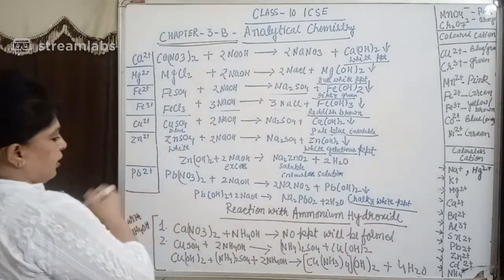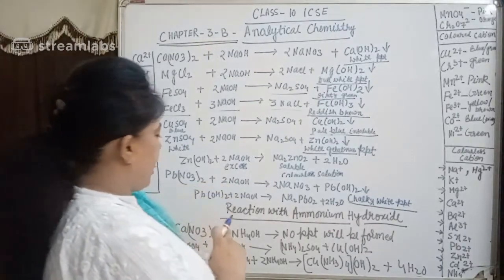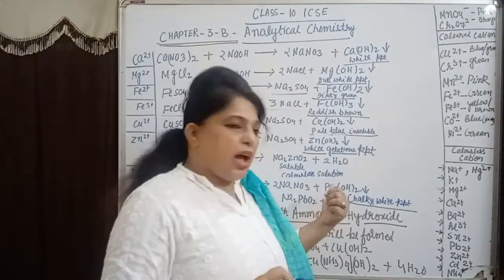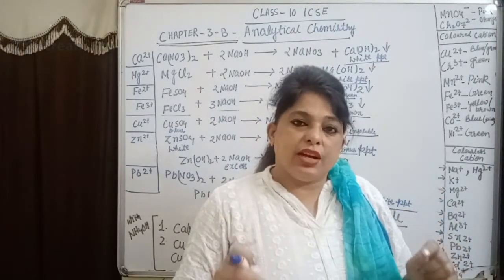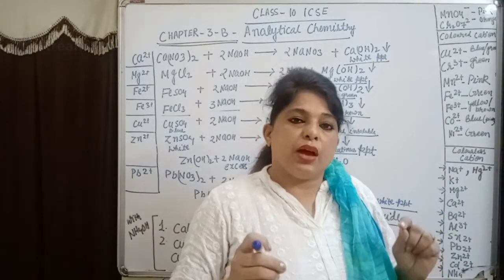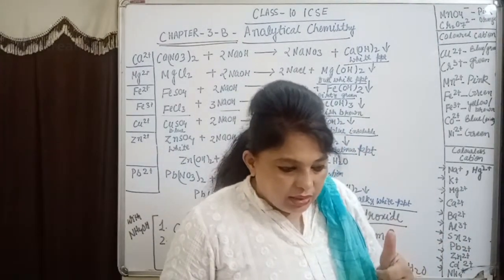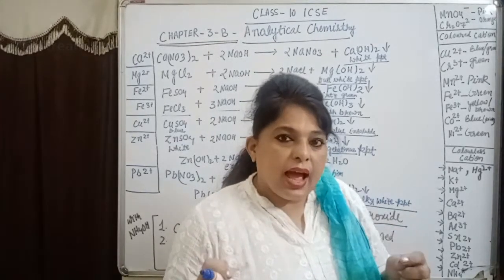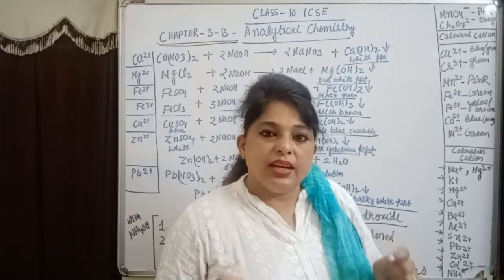Now I am going to discuss the last one, that is lead nitrate with sodium hydroxide. What will be the color of the precipitate when sodium hydroxide is added to lead nitrate, which is a soluble salt? Clear, Archika, Dikshant?